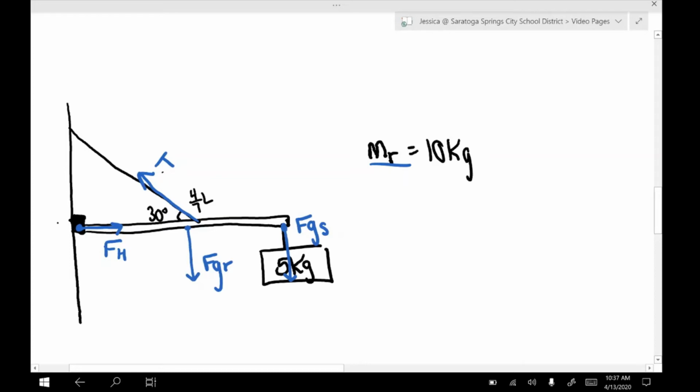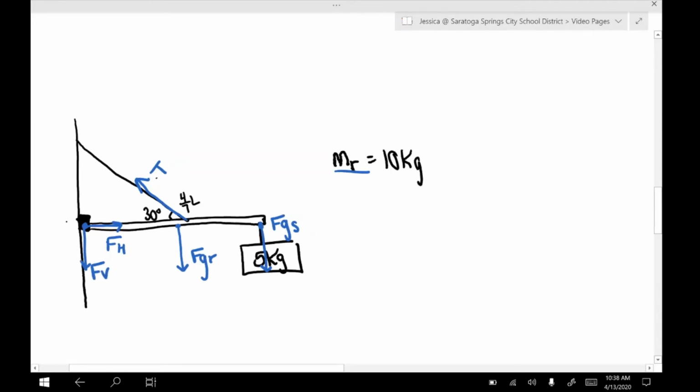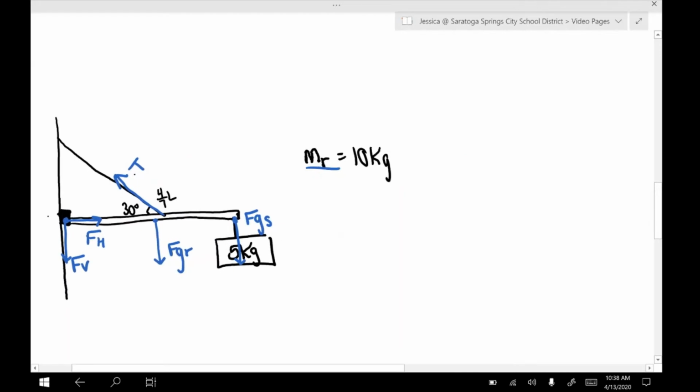Now, I don't know if the vertical force from the hinge is going to be up or down, so I'm just going to take a guess. I'm going to say that this is down. Okay. So again, let's say that we're asked to find tension and these two forces. So again, we're going to need to look at net torques and net forces.